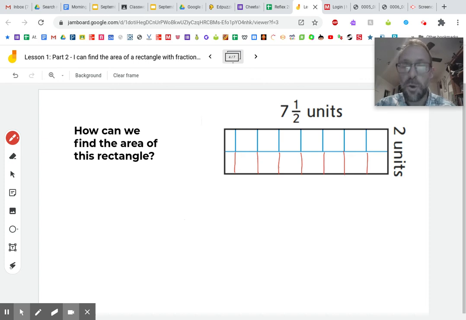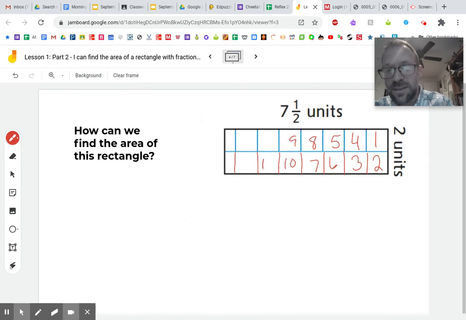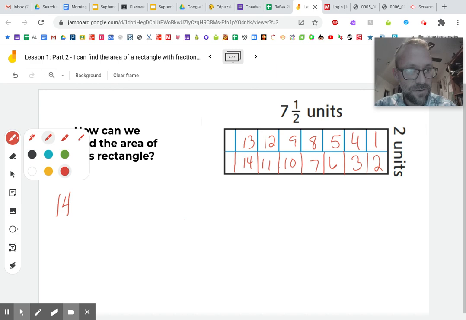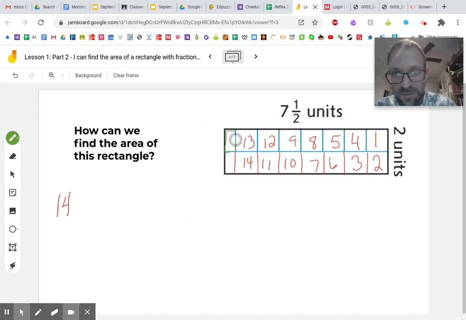Let's count the whole square units. Ready? Count with me. 1, 2, 3, 4, 5, 6, 7, 8, 9, 10, 11, 12, 13, 14. Okay, so let's write down what we have so far, 14 whole square units. But we also have some fractional units, don't we? Over here, we have this fractional piece of a square unit. We have this fractional piece of a square unit. And we have this measurement. So we're told this is 7.5 units long. So this has got to be half a unit, right?